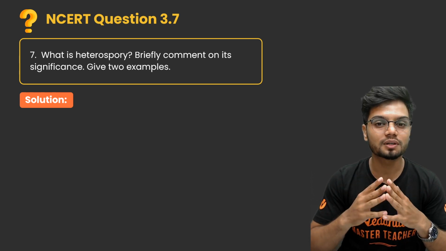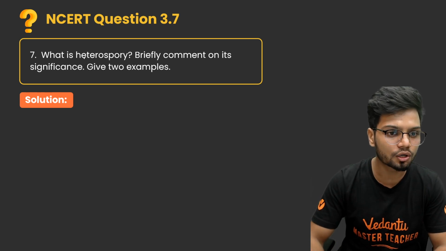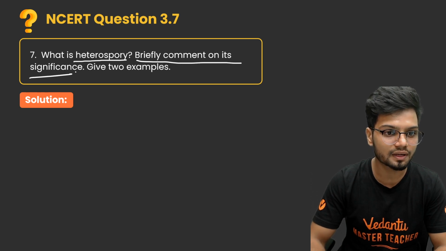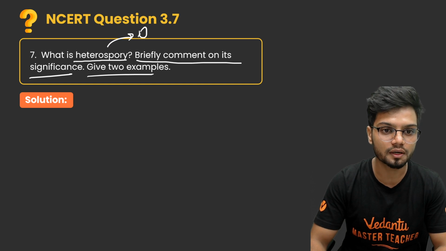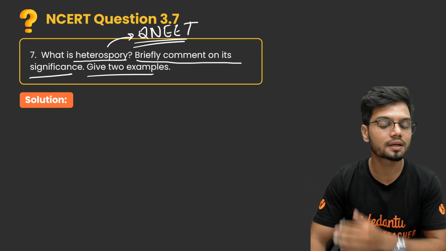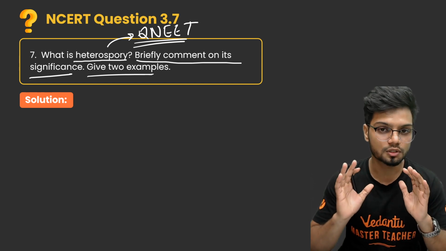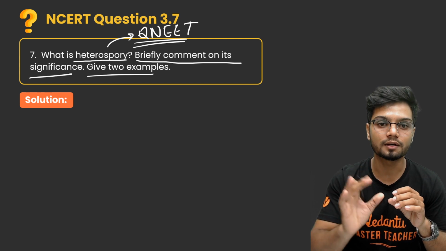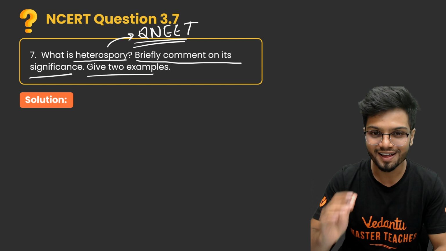Today we have a question from the chapter Plant Kingdom. Now let's read the question. What is heterospory, and briefly comment on its significance and give two examples. This question is also important in terms of your NEET, because heterospory is a NEET PYQ question. So listen very carefully to this video. I'll take you through the next 5 to 7 minutes, and you'll understand what exactly heterospory is, with examples and its evolutionary significance.